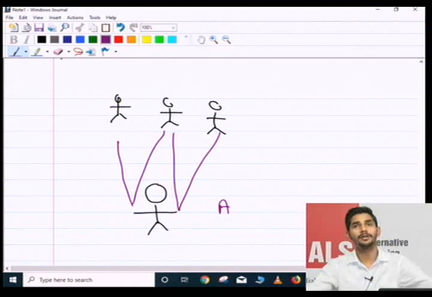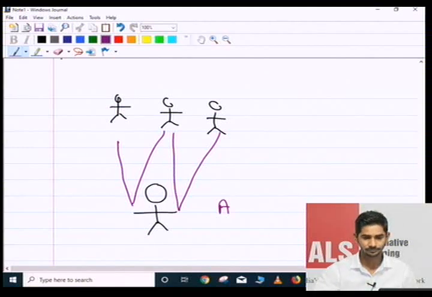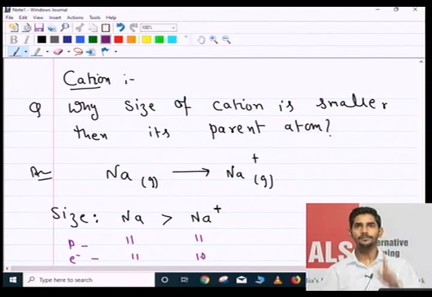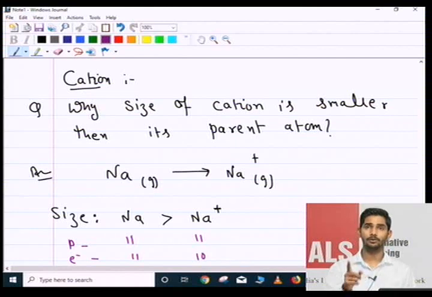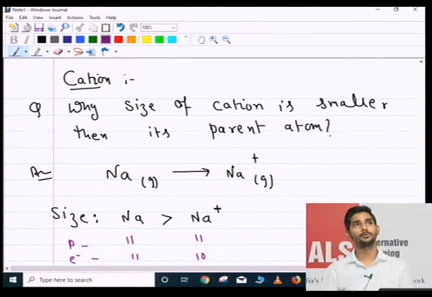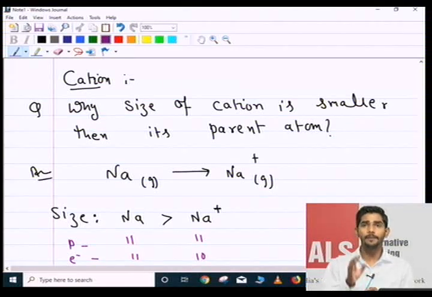Good. That's exactly what is happening over there. See? In case of sodium, the protons were 11, but electrons are also 11. But in the second case, protons were 11, but electrons were 10. In the first case, 11 protons are pulling the 11 electrons towards itself, whereas in the second case, 11 protons are pulling the 10 electrons towards itself. Obviously, the force of attraction will be a little bit higher in case of cations. That's why the net size of the cation decreases.